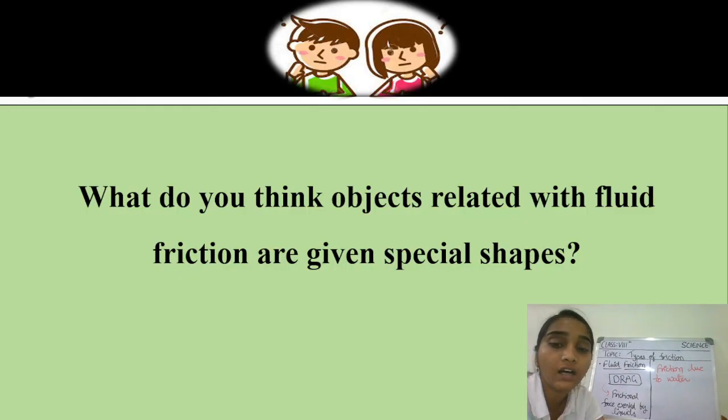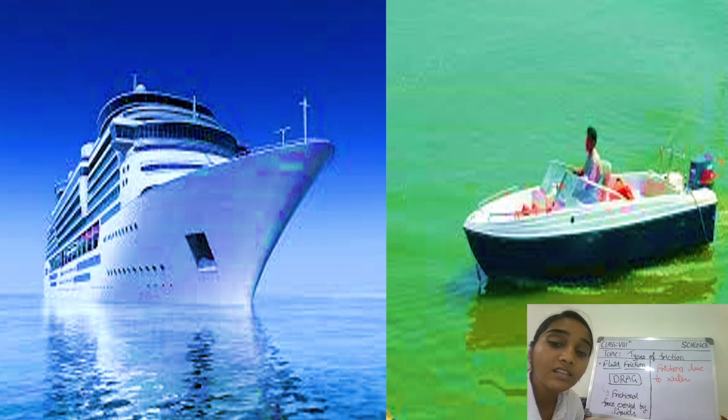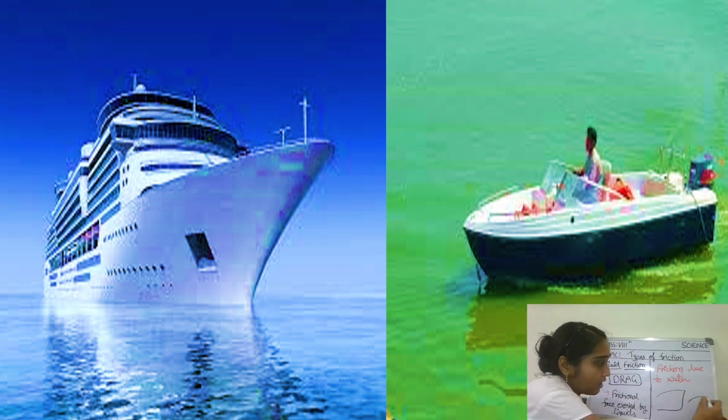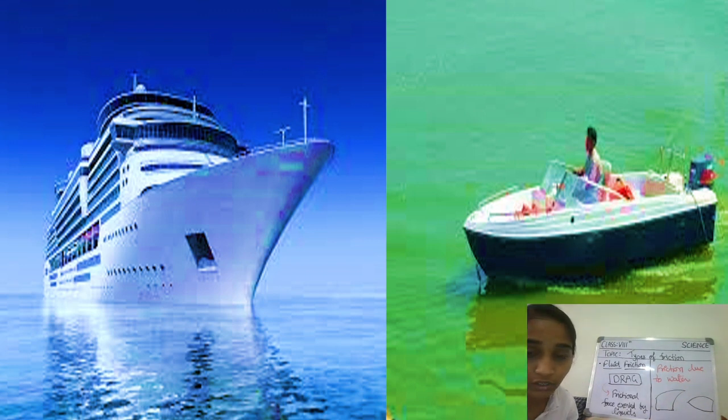So if I ask you students, what do you think, are these objects related with fluid friction given special shapes or not? Some objects which you have seen, let me show you. What do you think, there are some special shapes these objects are given, which are related with the fluid, like a boat like this. Are these any kind of special shapes to it? Yes, some of you might be getting an idea that you can see the pointed tip is there, right? This kind of tip is there.